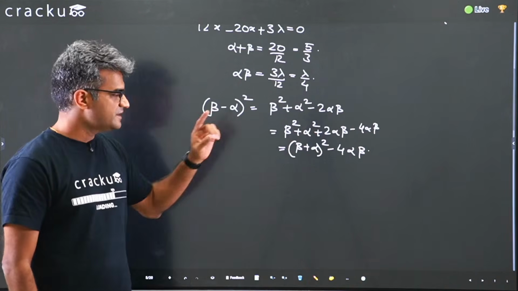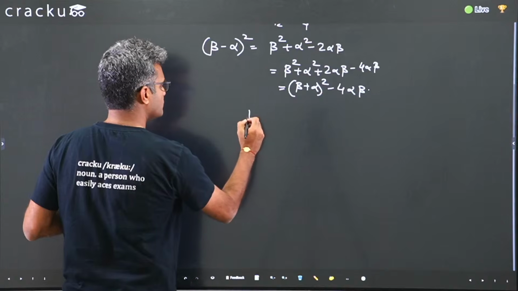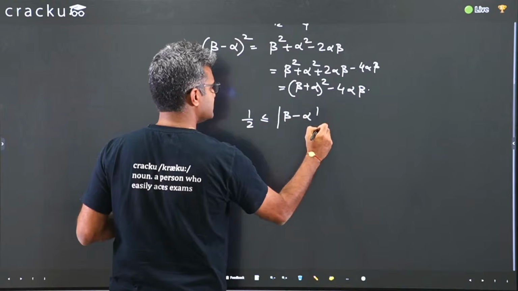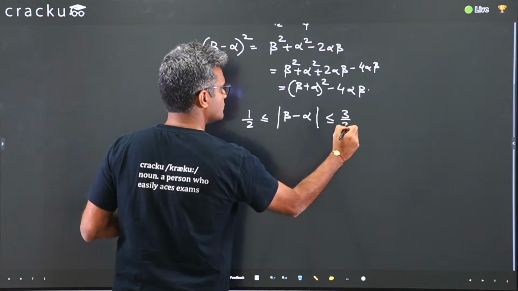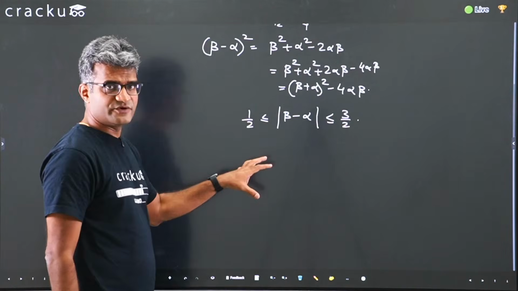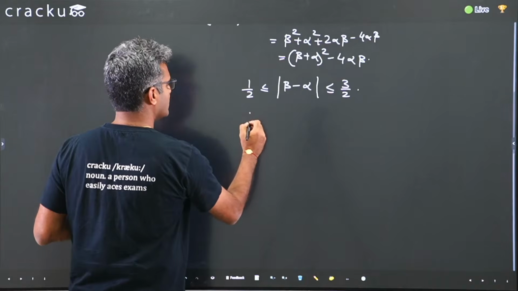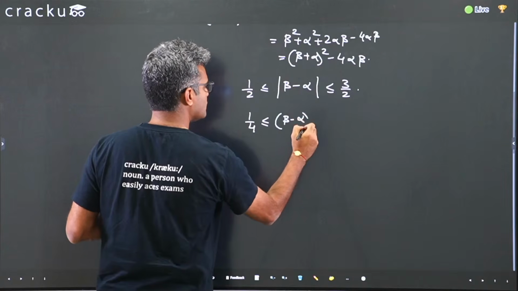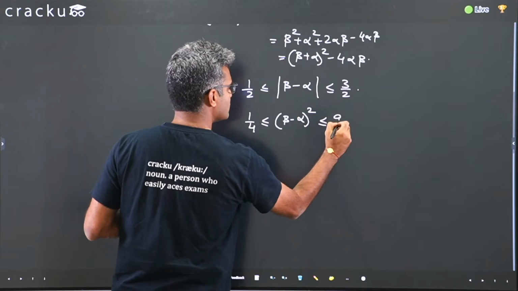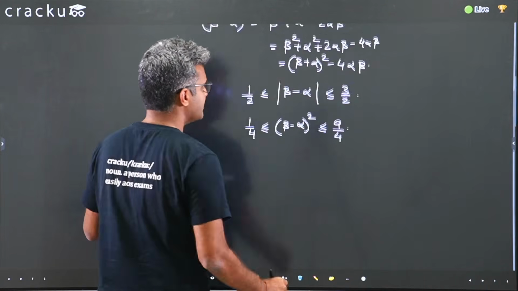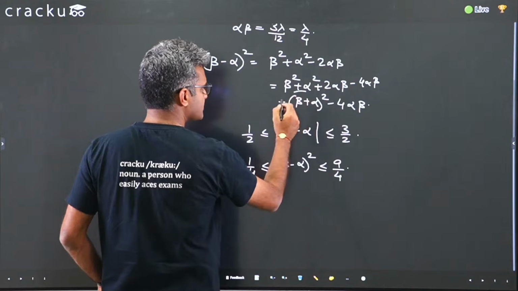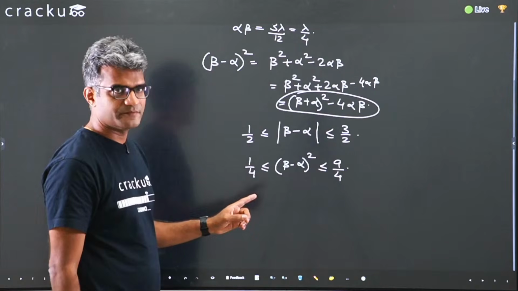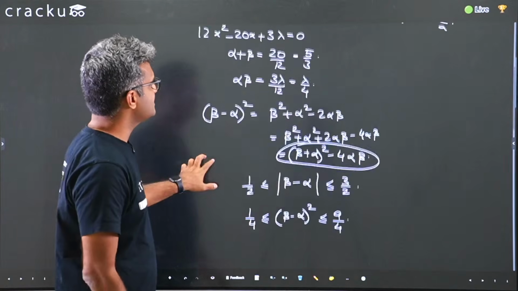In this particular question, 1 by 2 is less than or equal to modulus of beta minus alpha is less than or equal to 3 by 2. If you are squaring this inequality, you are going to get 1 by 4 is less than or equal to beta minus alpha whole square is less than or equal to 9 by 4. But like we just discussed, what is beta minus alpha whole square? It is beta plus alpha whole square minus 4 alpha beta. Beta plus alpha is 5 by 3.